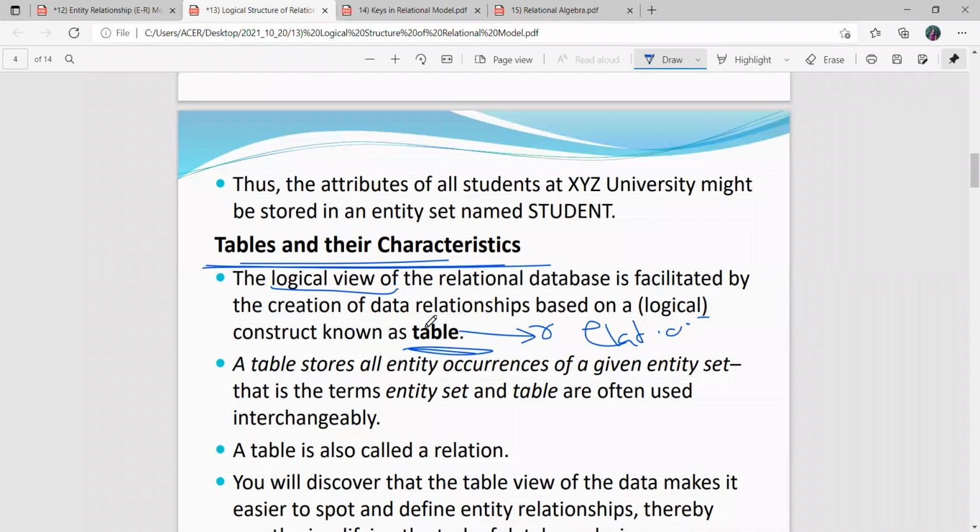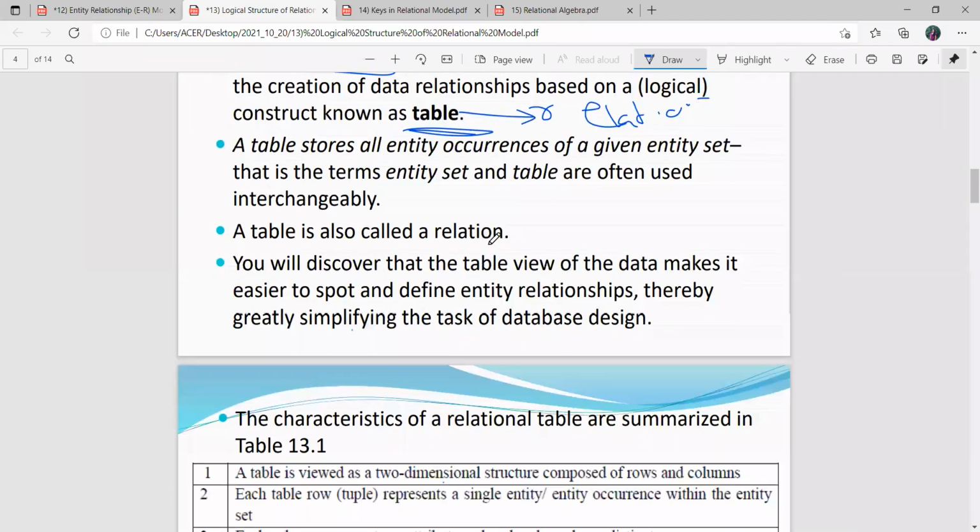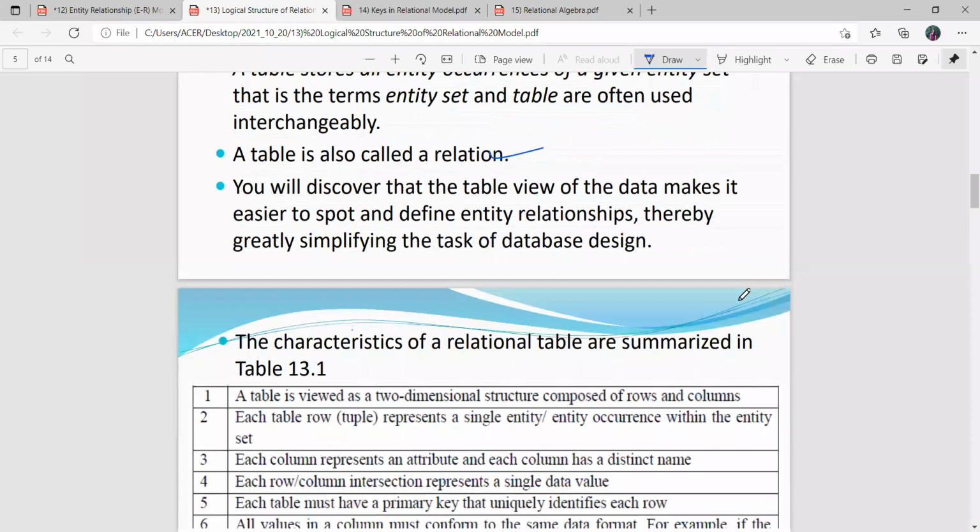So this table stores all the entity occurrences of a given entity set. That is the term entity set, and the terms are often used interchangeably. So the table is also called, I already discussed this one, a table is known as a relation.